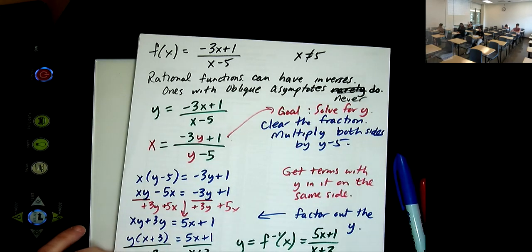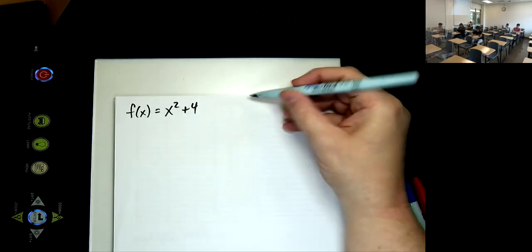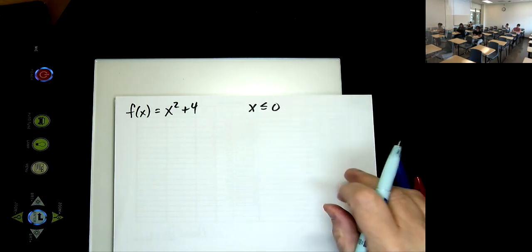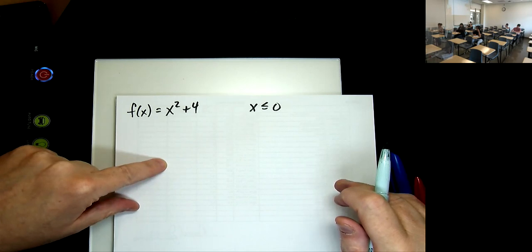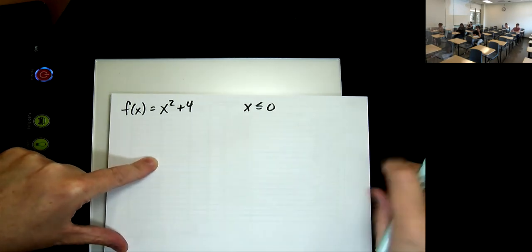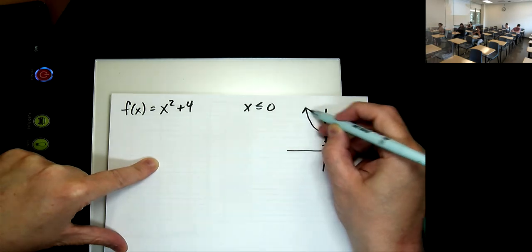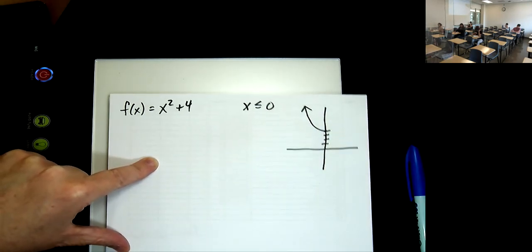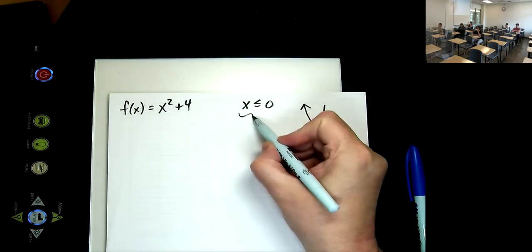You ready for one more time? We'll kind of skim through this because I want to get to the exponential. The only hard part of this one is the beginning. Well, paying attention. X squared plus 4 by itself is not 1-to-1. It's a parabola. But if I restrict x to be less than or equal to 0, I just have that portion right there. And that portion is 1-to-1. But this is a domain restriction.